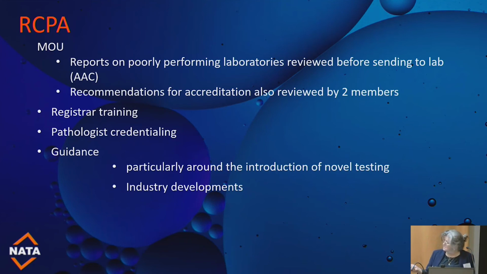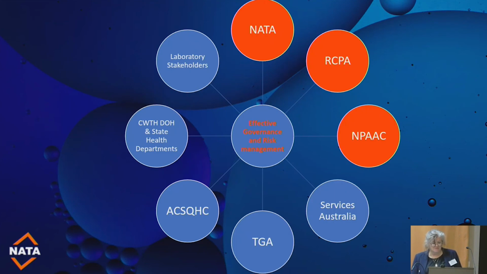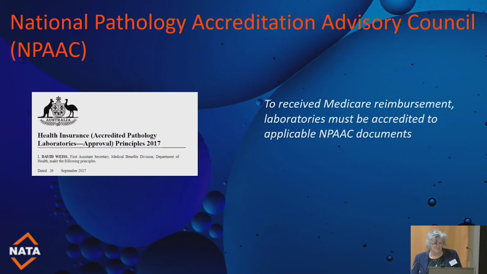The next one that we interact with is NPAAC. As you're aware, we've talked about the principles. To receive Medicare reimbursement, you have to be accredited to the NPAAC documents. That's dictated in the principles. We don't offer a two-tiered system, basically.